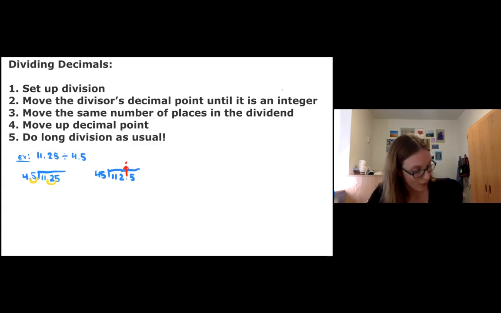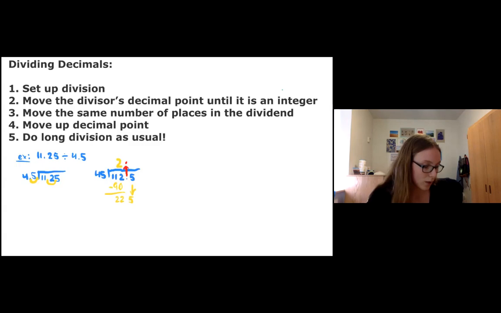And so how many times does 45 go into 1? 0 times. Into 11, 0 times. Into 112, well, let's see, that would be 2 times. 2 times 45 is 90. 112 minus 90 is 22. Bring down the 5.